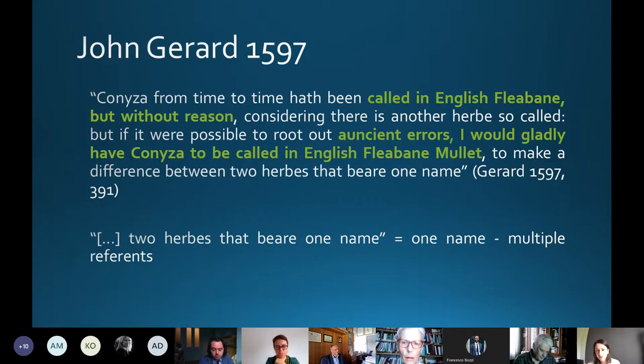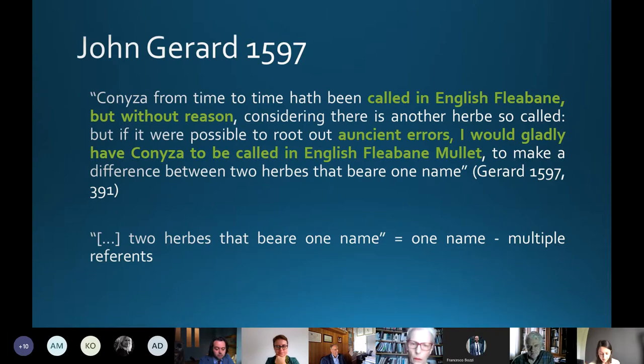another famous herbalist, John Gerard, challenged the naming of this plant, and he wrote, "Conyza from time to time has been called in English fleabane, but without reason, considering there is another herb so called. But if it were possible to root out ancient errors, I'd gladly have Conyza to be called in English fleabane mullet, to make a difference between two herbs that bear one name."